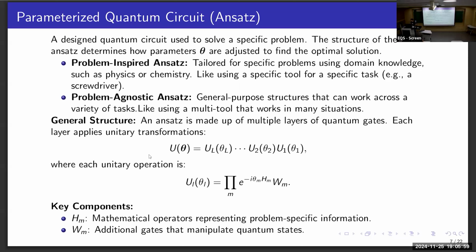The general structure of an ansatz is multiple layers of quantum gates. Each layer is a unitary transformation, and each unitary operation is like this. H_m is a mathematical operator representing problem-specific information, and W_m is additional gates that manipulate the quantum states.